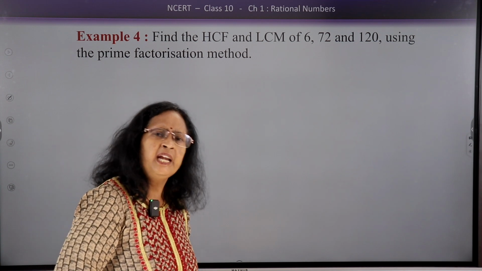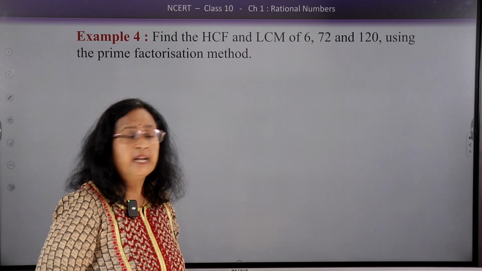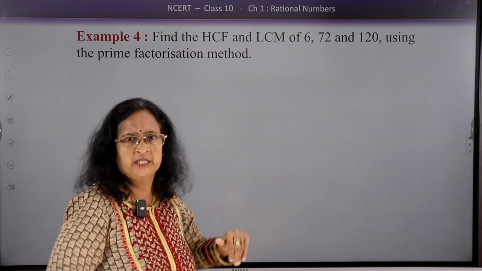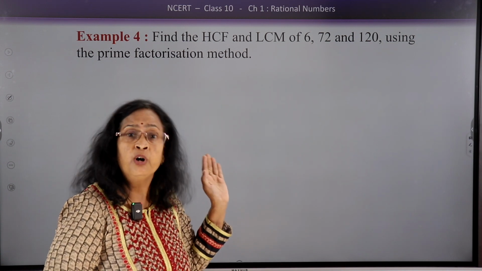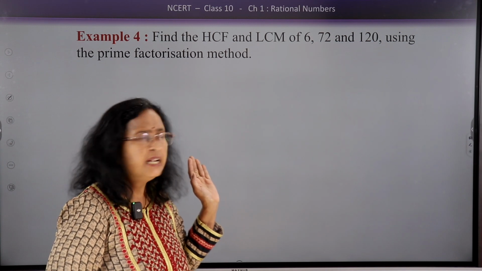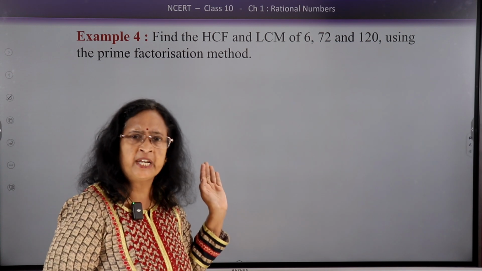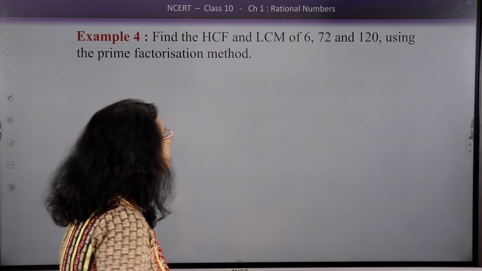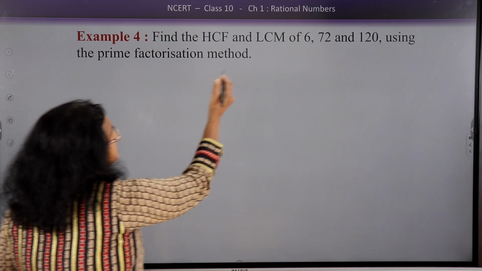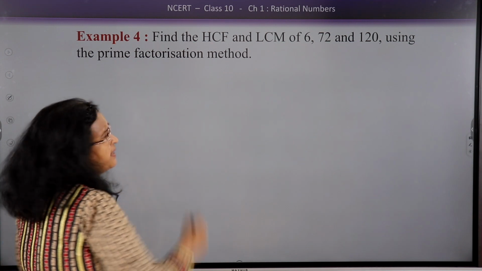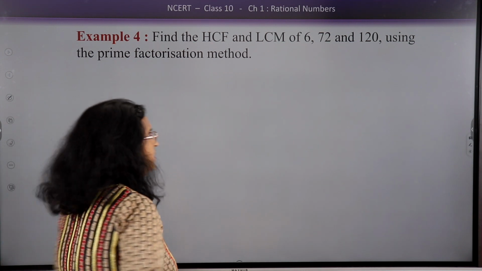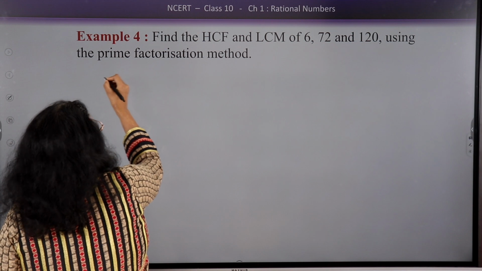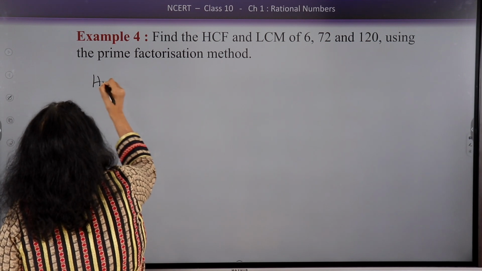Let us see if the formula given by me applies to 3 numbers. That was the formula for 2 numbers, isn't it? Let us see if I can apply for 3 numbers, if it agrees, if it satisfies. All right. So let us see. Find the HCF and LCM using prime factorization method. All right. Now let us first find the HCF.